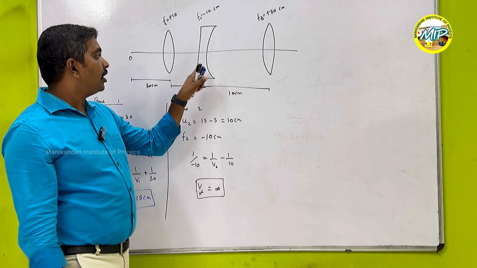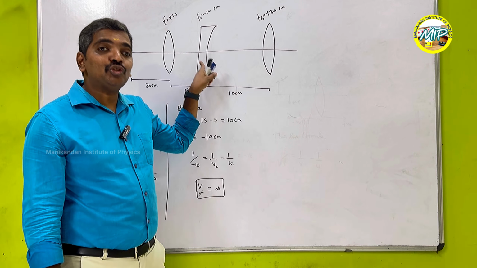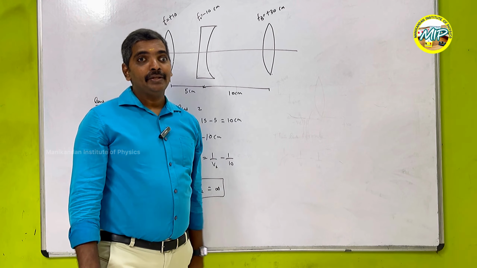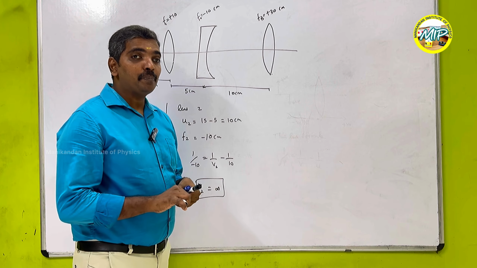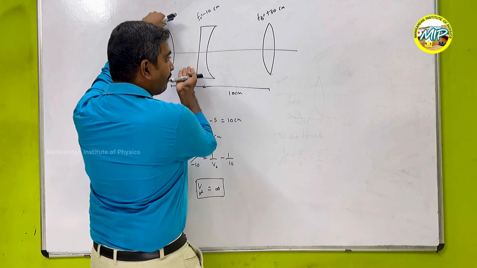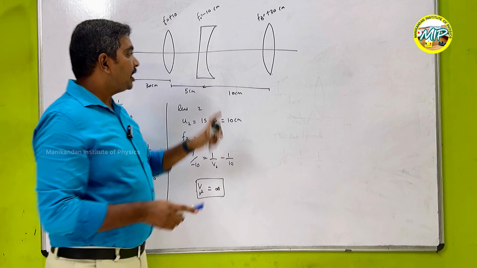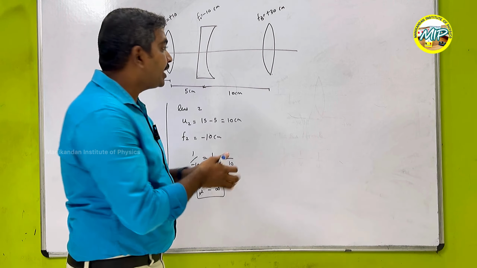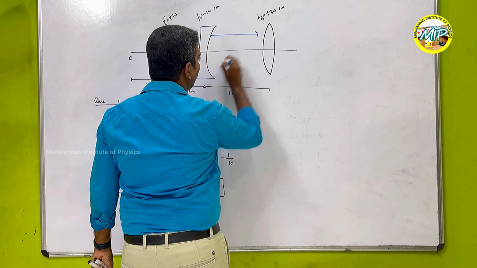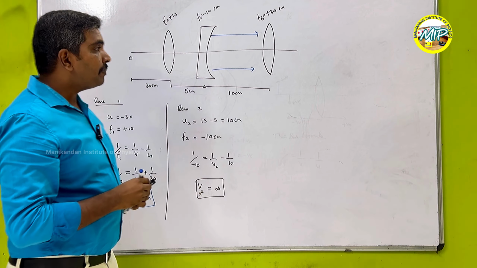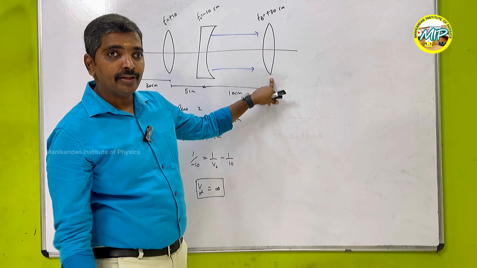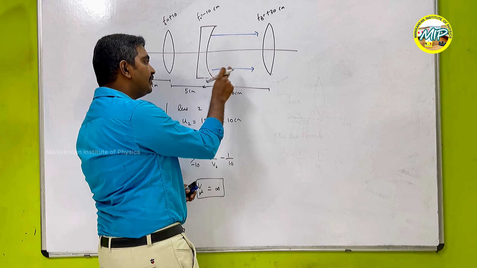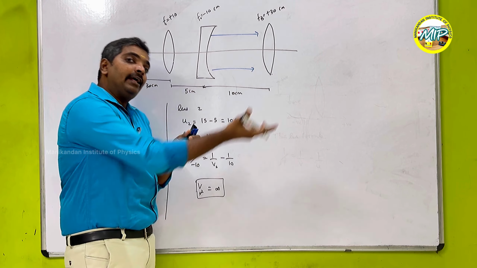My v2 being infinity means the image produced by this lens is formed at infinity, which means it will produce a parallel beam of light coming from here. So the parallel beam of light hits the third lens. The image produced by the second lens acts as an object for the third lens.